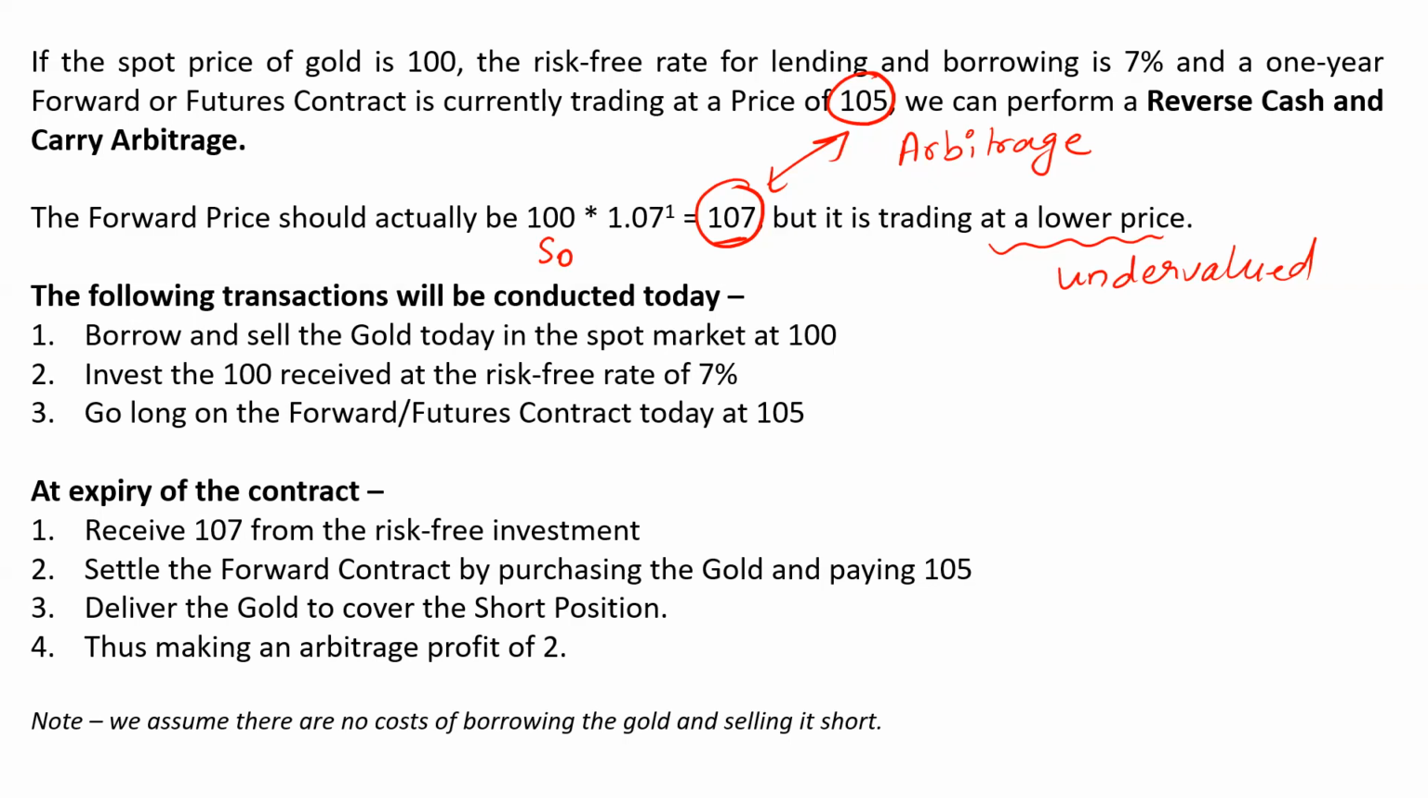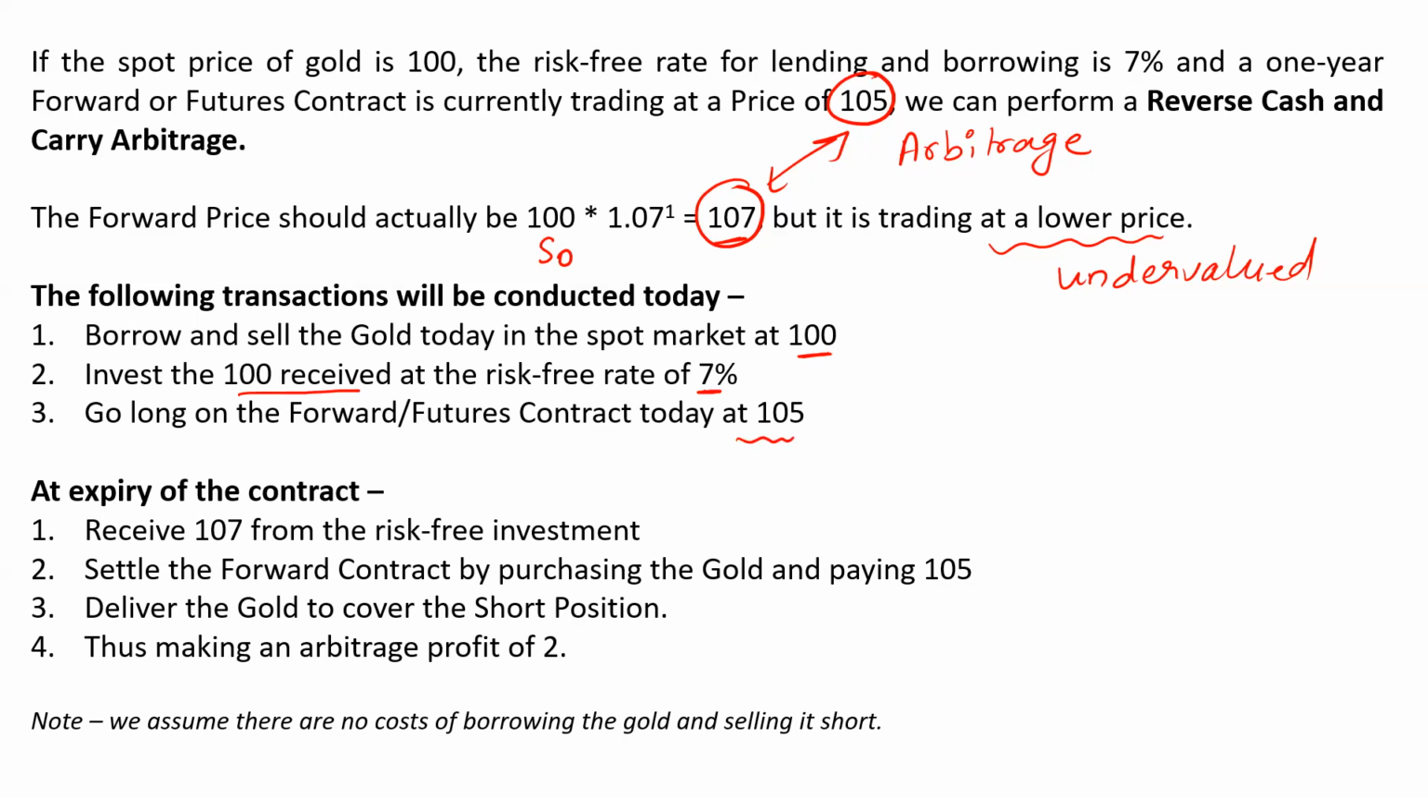So what all transactions are you going to do today? What all transactions are you going to do at the end of the year? So you are going to borrow the gold from somebody and then you are going to sell it short in the spot market. You're going to sell the gold today in the spot market at 100. You're going to receive 100. The 100 that you're going to receive, you're going to invest in the market at the risk-free rate of 7%. So let's say you're buying any government bond that is giving a return of 7%. You are going to buy the forward or the futures contract at the current market price of 105.